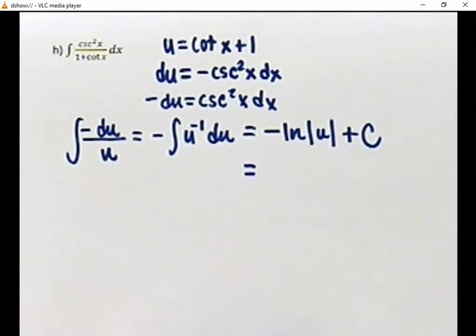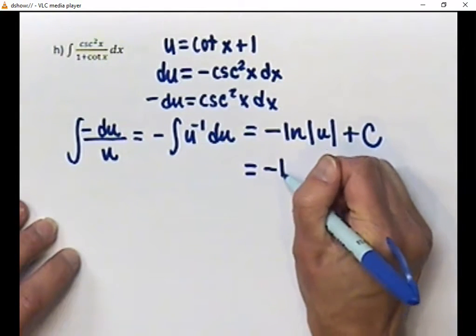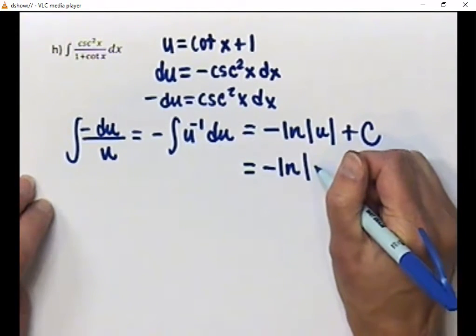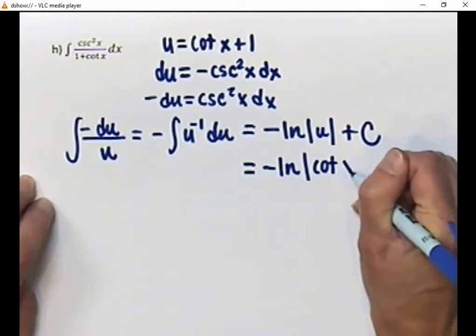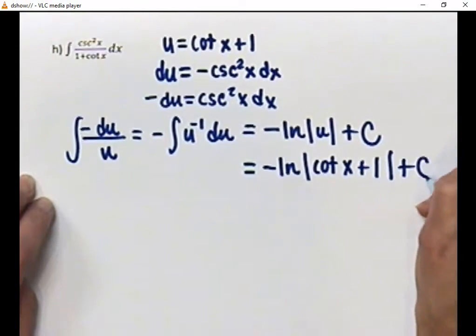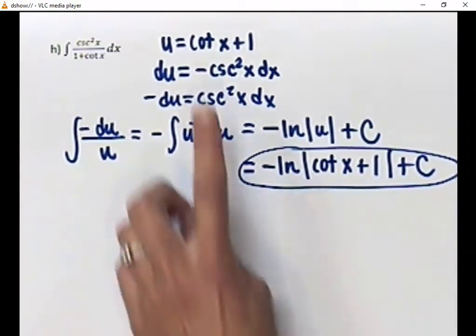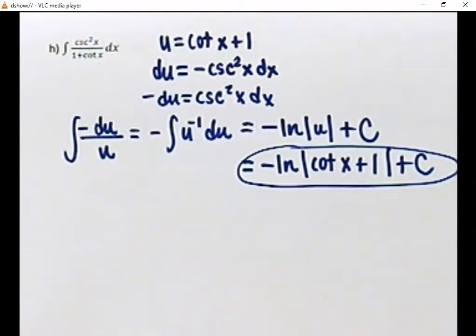And then, Kobe, what's my final answer going to be? Good. So what do I got to write it as? Yep. And then the plus c. Very good. So again, don't leave it in terms of u. Make sure you plug u back in. So that's the cotangent of x plus 1.